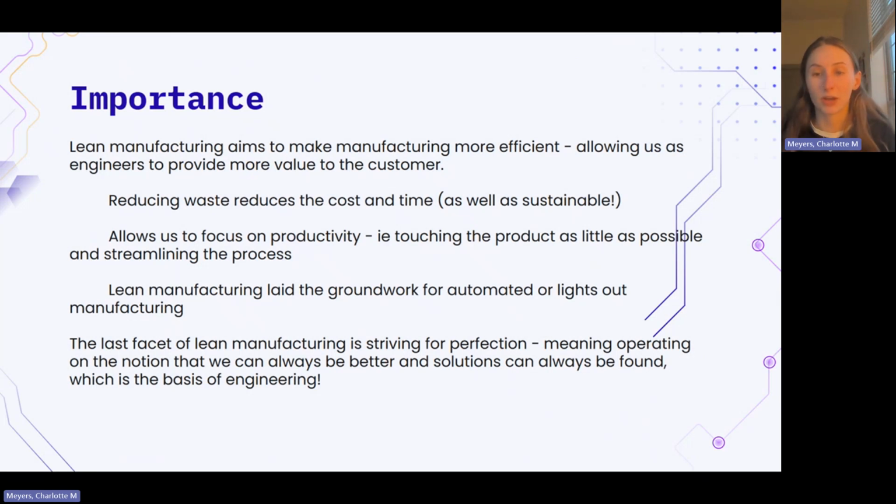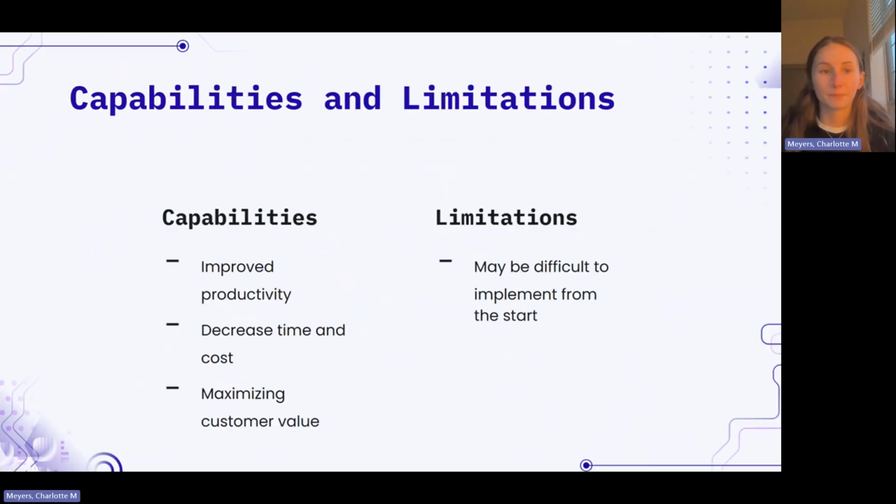It also lays the groundwork for automated or lights out manufacturing, just looking at things from the perspective of how we can make this more efficient and how we can do it to the best of our abilities. I thought that this was really important because although lean manufacturing isn't striving for perfection, it means that there's always a better way to do things than we are doing them. I think that's really important for engineers to keep in mind, that there's always a better and more effective way to do things, and we can continue to work towards that.